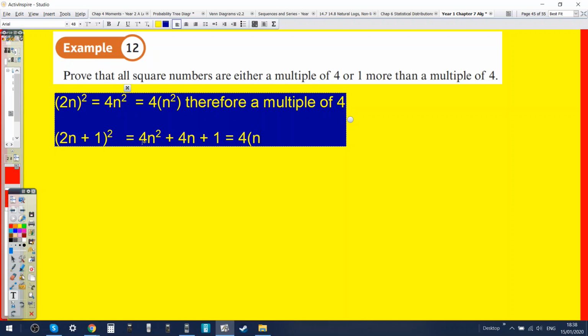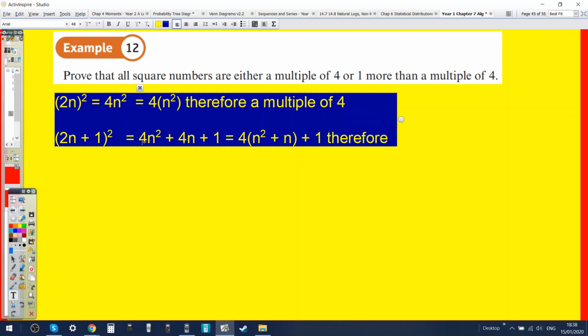Wait, so you only have to do it to show an odd and an even number, and that proves all square numbers? What other type of number is there? There's odd, there's even. Yeah. Is there any other type of number? No. No, there isn't. Therefore, you've shown it for all possible numbers. Okay.